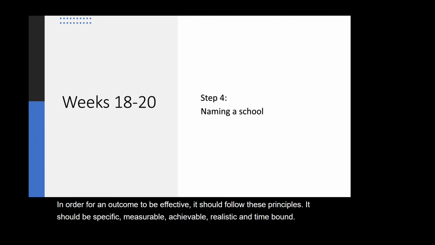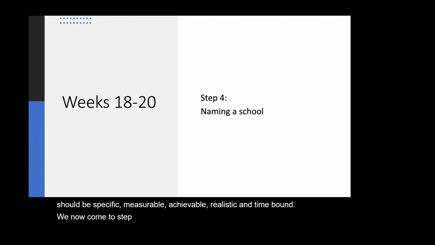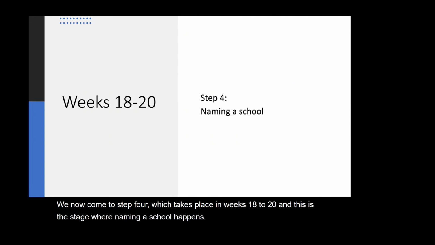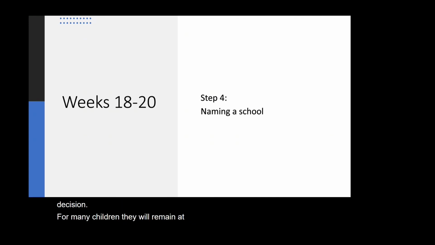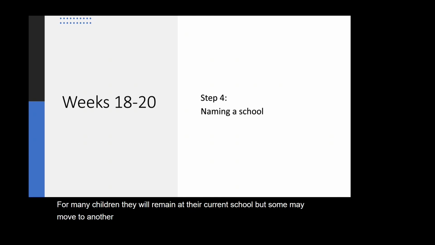We now come to step 4, which takes place in weeks 18 to 20, and this is the stage where naming a school happens. So we're heading towards the end of the 20-week process, and this is a big decision. For many children, they will remain at their current school, but some may move to another school or even a different type of school. The question then arises, what are the options?